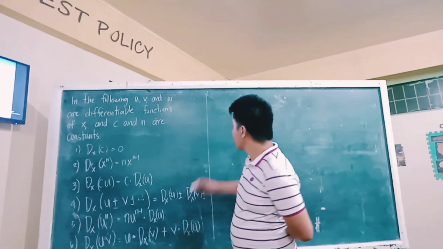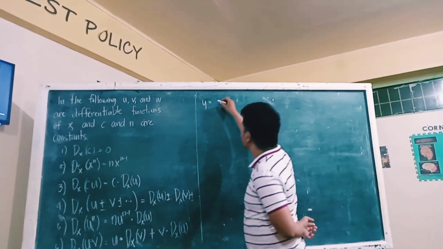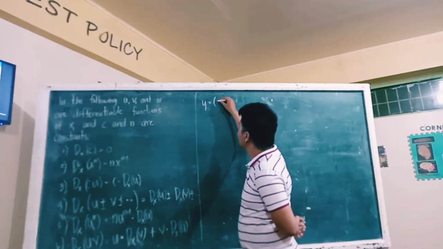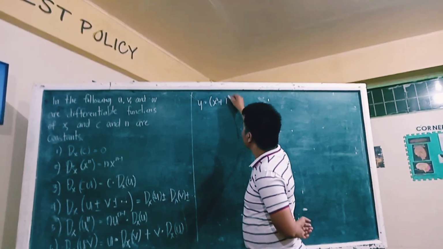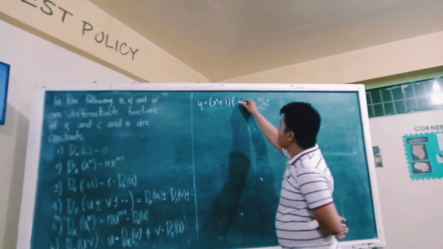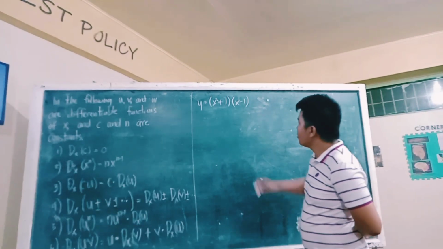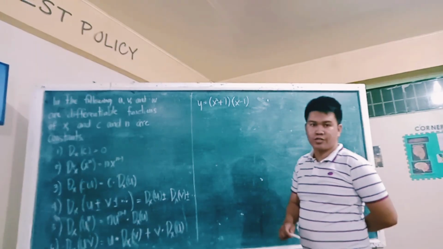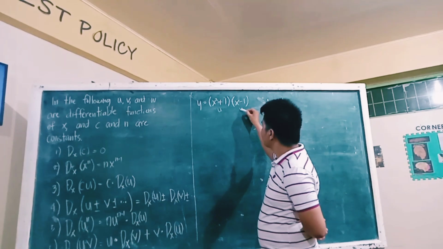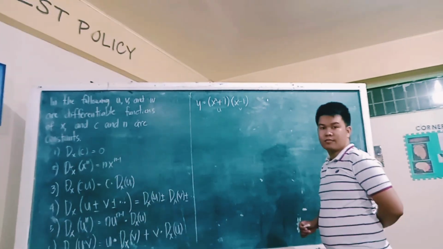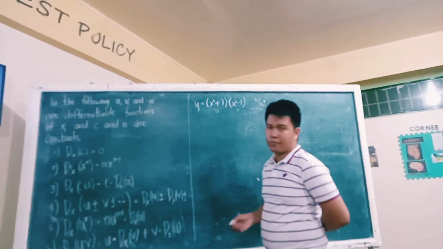To illustrate this, I have a function here, which is y is equal to (x squared plus 1) times (x minus 1). As you know, this is the product of two functions. So we can treat this as our u, and this as our v, and we can just use this formula to solve for the derivative of this function.